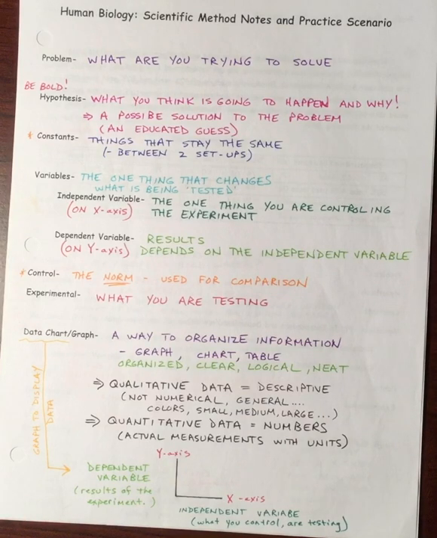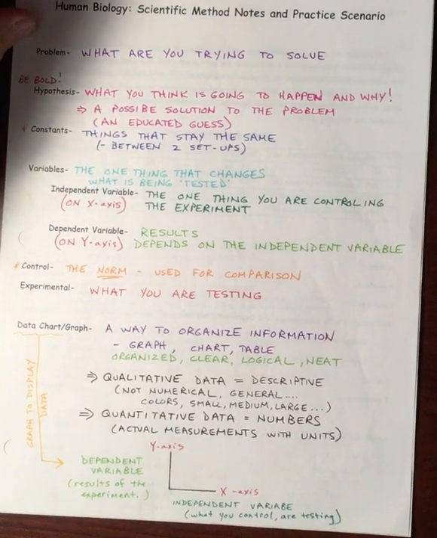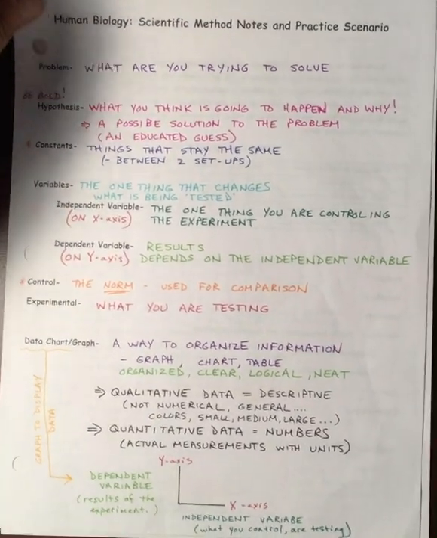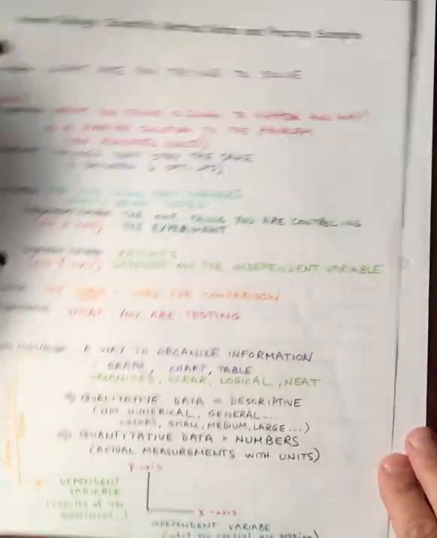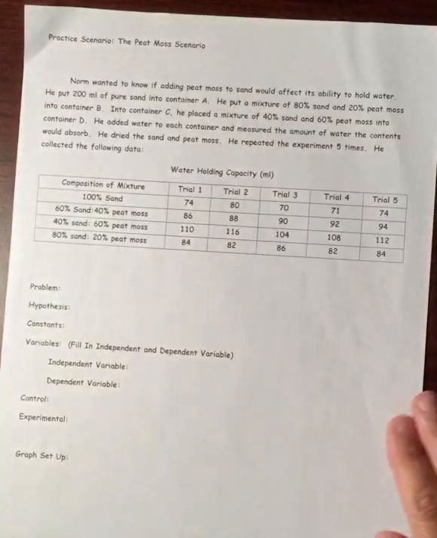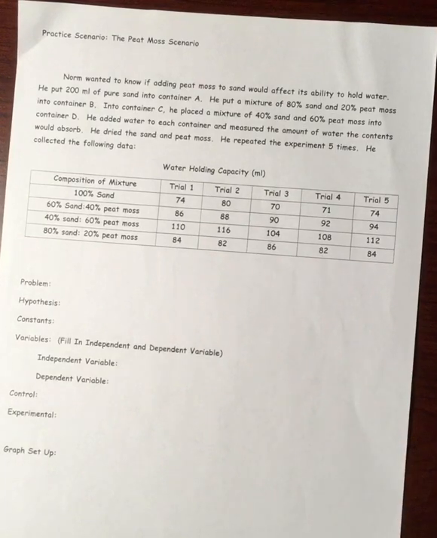It is the results of the experiment. So what we're looking at, and when you guys get to your scenarios, what you are going to see, the first one's kind of a little practice one for you. Let me go through this first. It looks like this, and this talks about the peat moss scenario.